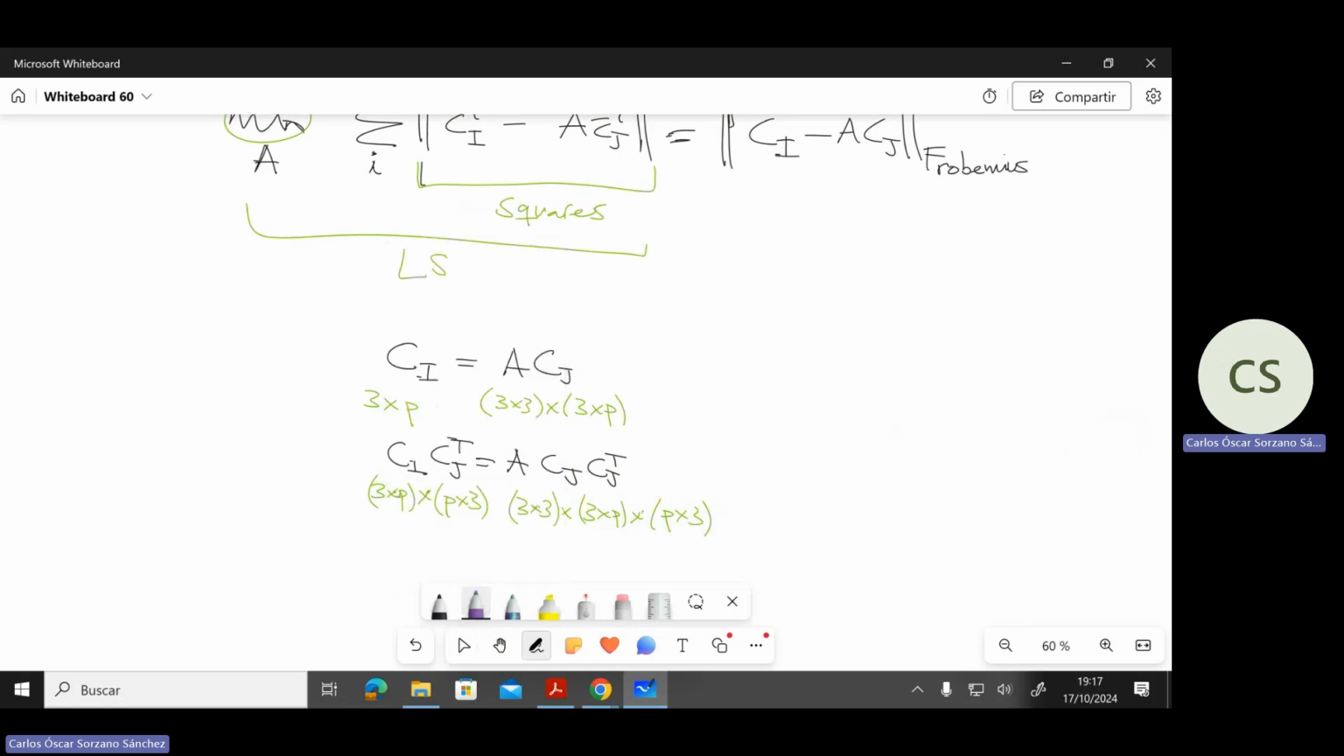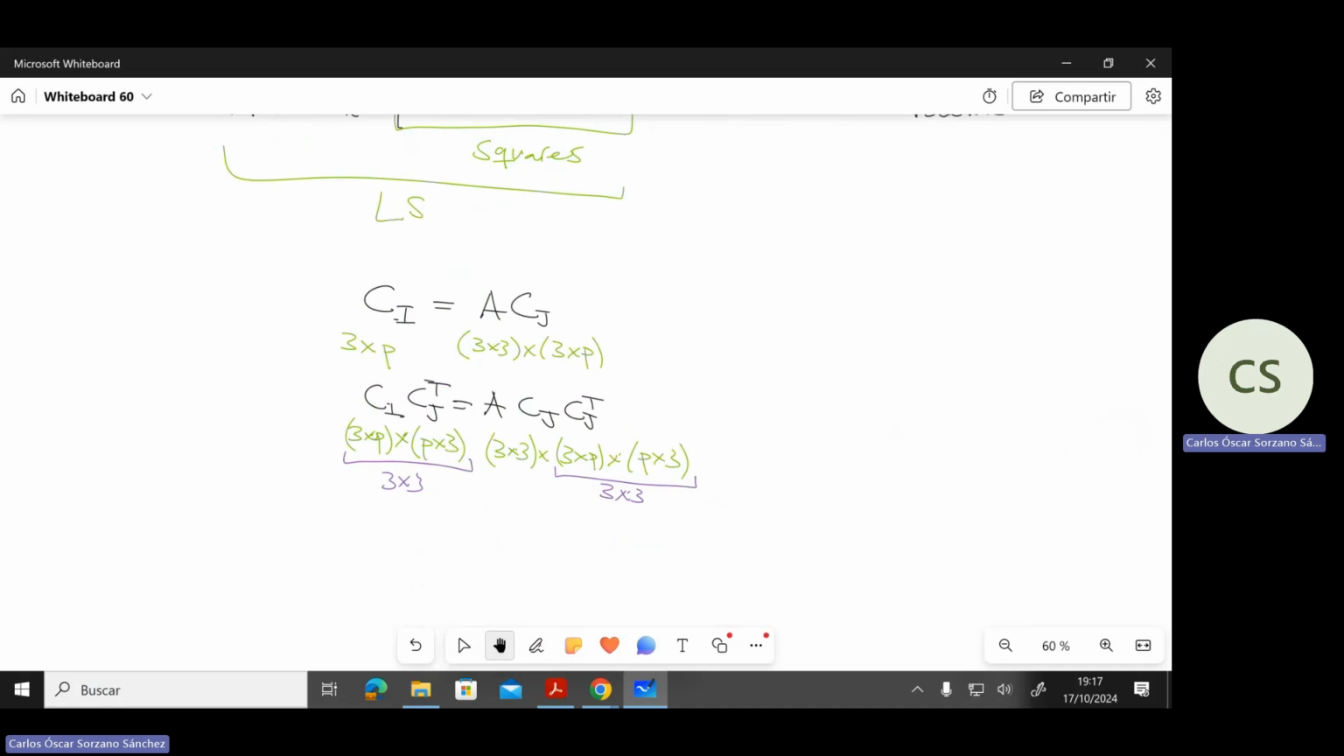So now we can group them. This product is 3 times 3, a matrix we can invert because it is square. So we invert that thing, multiply on the right by that. Then we have A equal to C_I C_J transpose multiplied by C_J C_J transpose to the power minus 1. This is it.